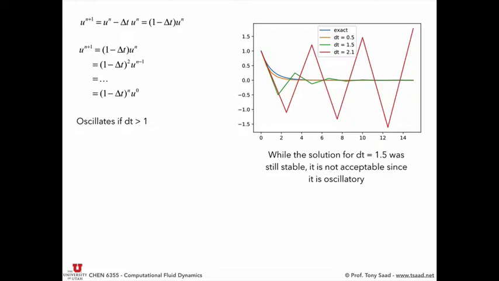This last piece doesn't really translate to our analysis, but it is a great example of stable versus unstable versus oscillatory. This is oscillatory but stable. This is oscillatory and unstable. And typically they go hand in hand. An unstable scheme is most likely going to be oscillatory.